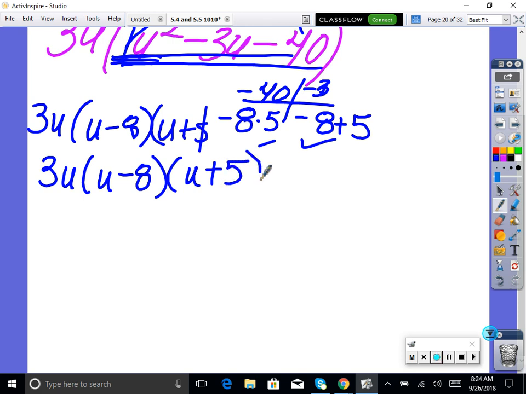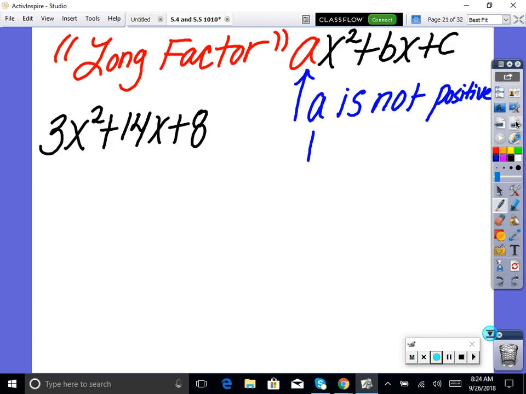Okay, everyone. Do not forget the original 3u that you factored out. Now look, degree 3 should have 1, 2, 3 factors. Do we see? Awesome. Okay, I think we get the picture here.